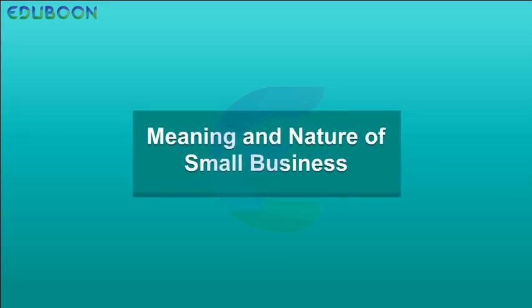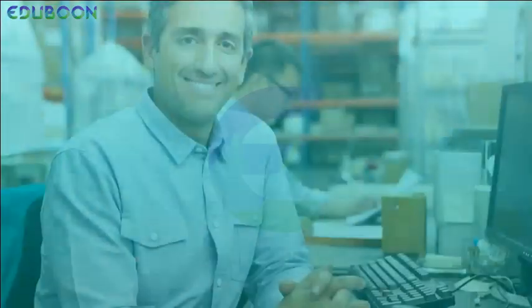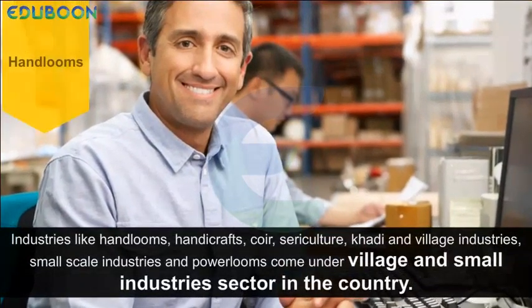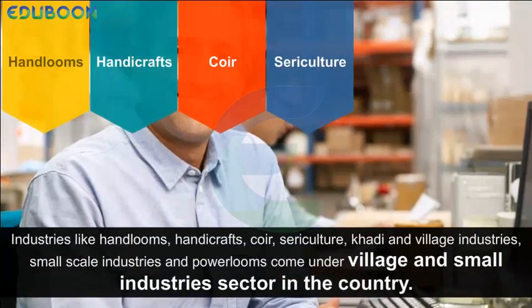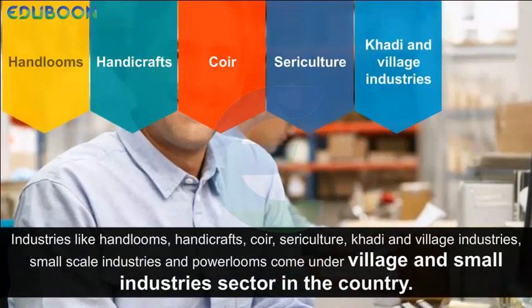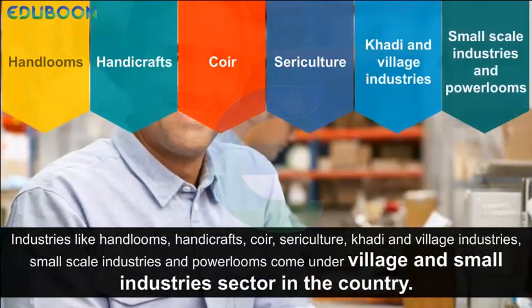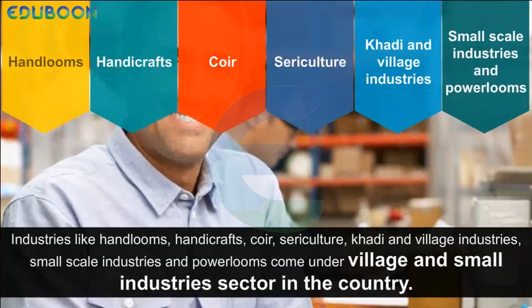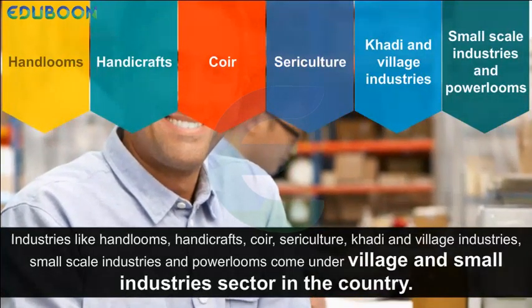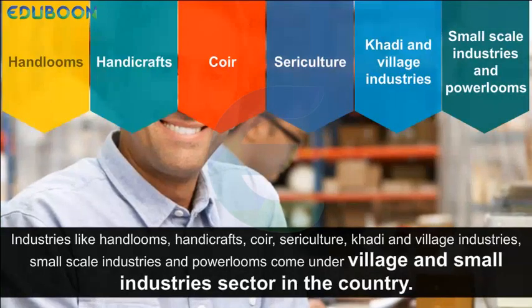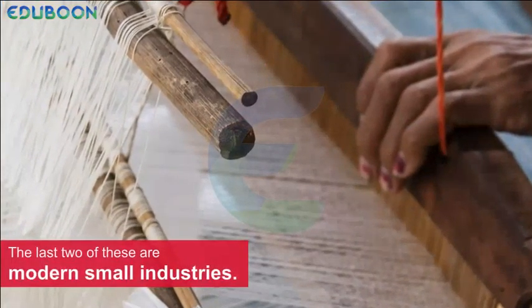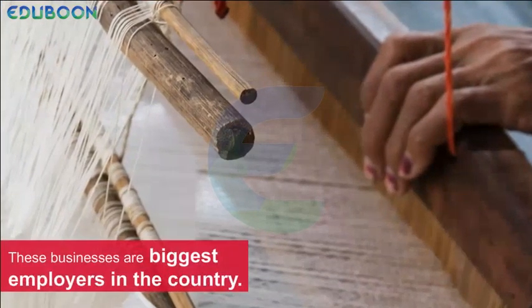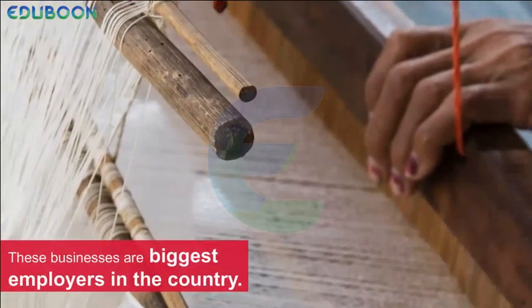Meaning and nature of small business. Industries like handlooms, handicrafts, coir, sericulture, khadi and village industries, small-scale industries and power looms come under village and small industries sector in the country. The last two of these are modern small industries. These businesses are biggest employers in the country.